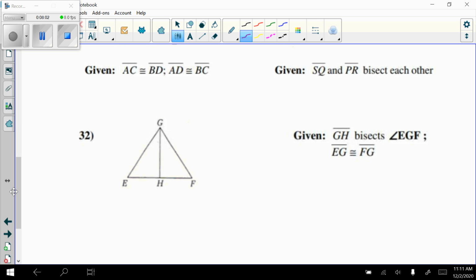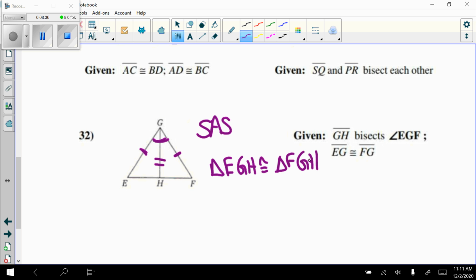32, GH bisects angle EGF. So here I have an angle bisector, so I know that this angle got cut in half, so it's the same on both sides. And then EG is congruent to FG. Again, they only gave me two pieces of information, but this HG is the exact same side in both triangles, so I know that it's congruent. So again, now what do I have? A side, an angle, and a side. So I have an SAS. So I have triangle EGH is congruent to triangle FGH, right?